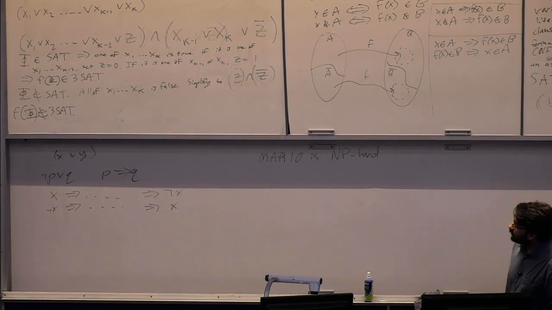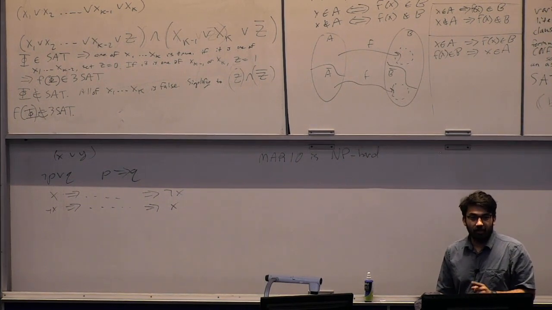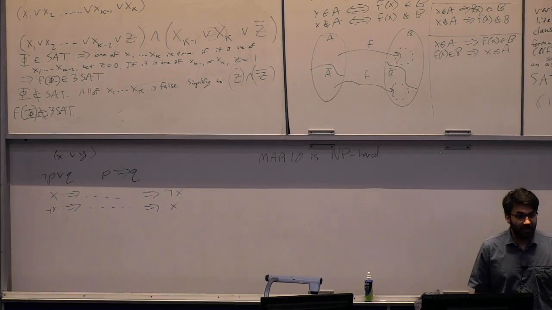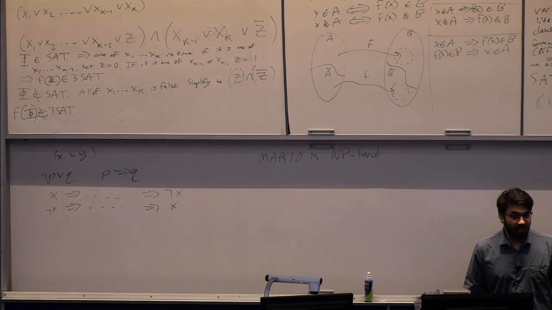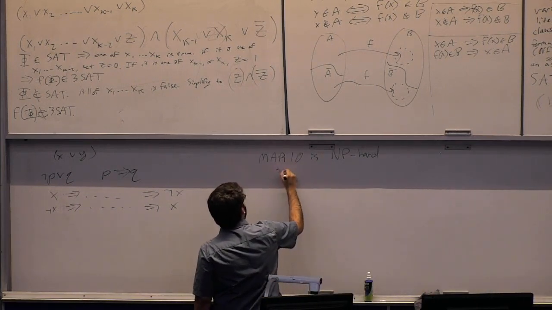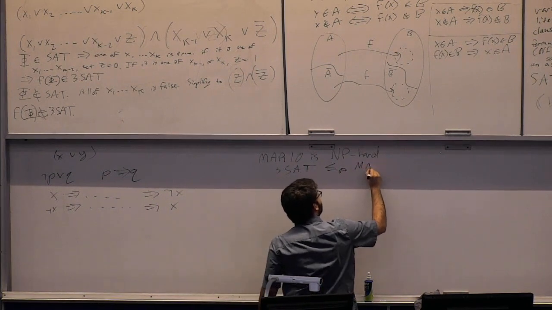Now what we're going to do is construct a Mario level that is solvable if and only if a 3-SAT instance has a satisfying assignment. So what we're going to do is prove a reduction from 3-SAT to Mario.